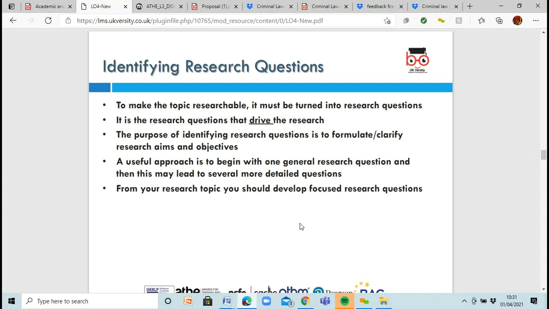So the purpose of identifying research questions is to formulate or clarify research aims and objectives. So you want to clarify what your aim is, what your objectives are, and you're going to find the information to match those objectives. A useful approach is to begin with one general research question, and this normally leads on to several detailed questions. We've all been there when we've typed something into the internet and we're trying to find information, and you click on it, and under it are offshoots or branches of sub-questions or sub-answers where you've got different headings and more information. So it goes into a lot more detail, and you've always got something that follows on from the other. And from your research topic, you should develop focused research questions. So make sure that the question is relevant to what you're trying to research.